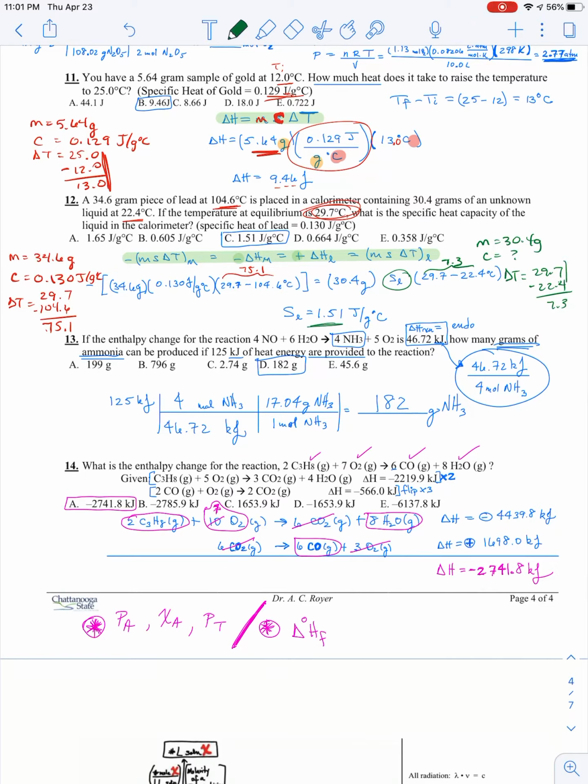However, when I did this, the 7.3 only has 2 sig figs. So my final answer should only have 2 sig figs. It should just be 1.5.